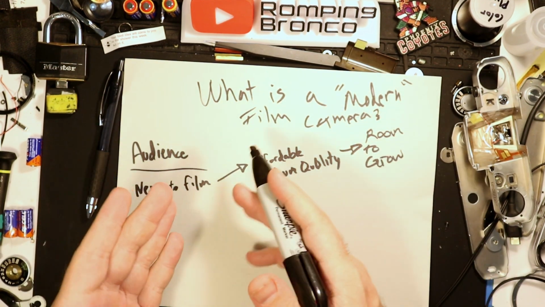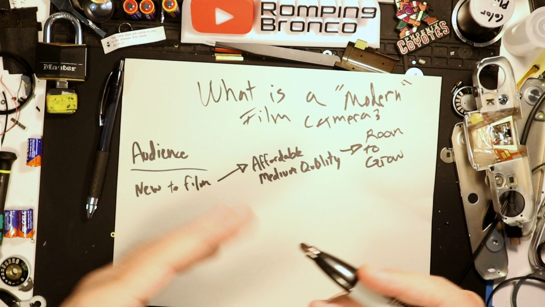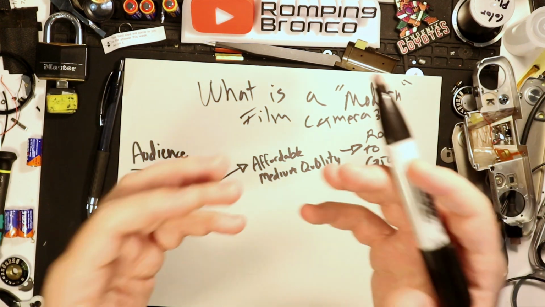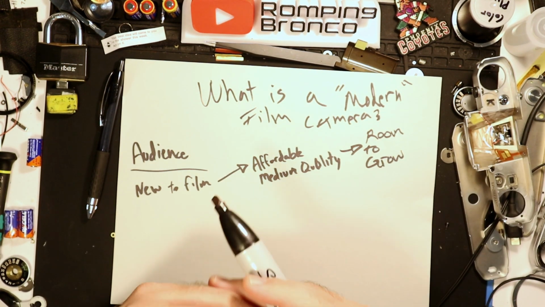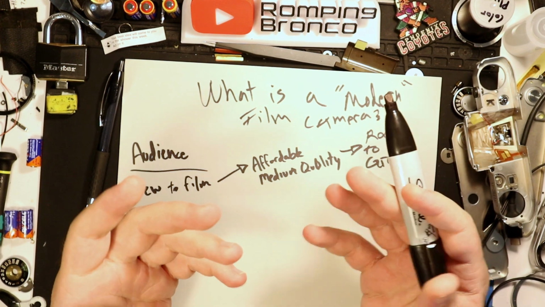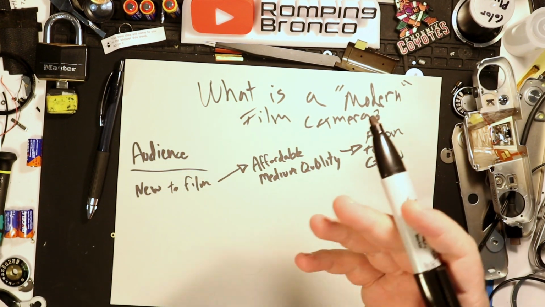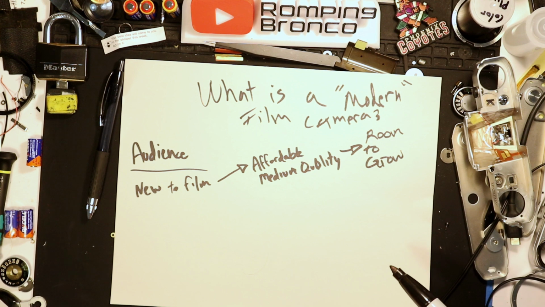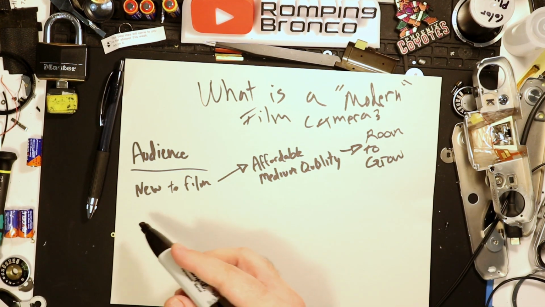For the new to film audience, something like a modern Canon AF28, compact, easier to carry around. Not the nicest thing in the world by any stretch of the imagination, but just something to wet your beak, so to speak. So that's for the new to film.